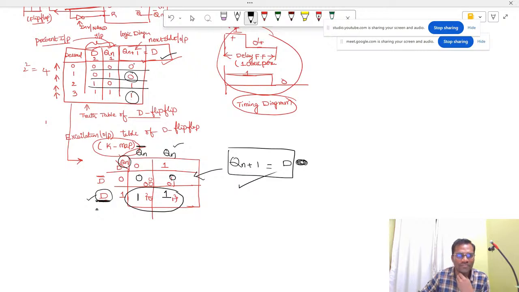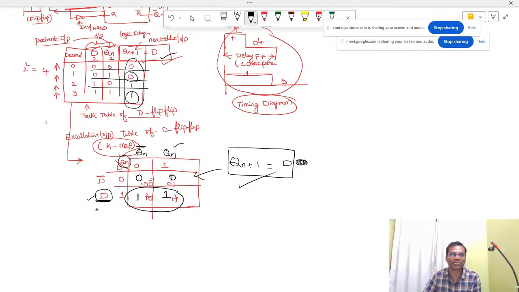Okay, just very simple. Whatever the values of Qn plus 1 are there, just write them down. 0 0 means what value do you have to write? 0 here. 0 1 means what do you have to write? 0. So 1 0 means what do you have to write down? 1. 1 1 means you have to write down 1. So whatever the values of Qn plus 1 are, they will be coming to our table.